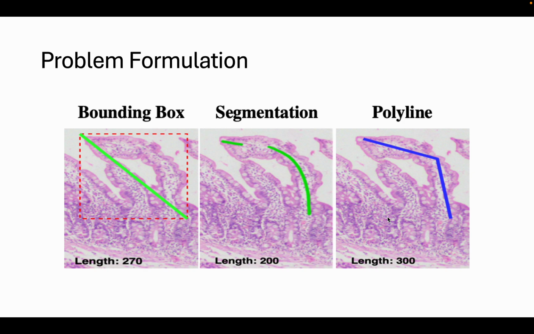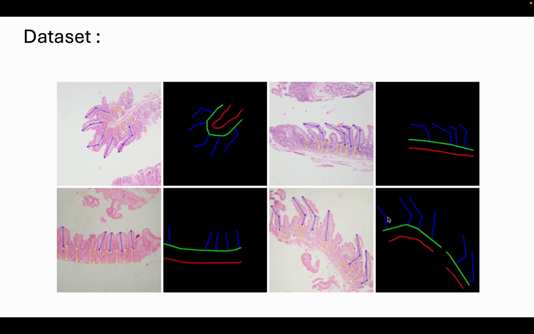Similarly, segmentation mask has its own challenges, like there is a discontinuous segmentation mask in most of the cases, and if there is a discontinuity, we are not able to recover the complete length. So instead, we formulate the problem as the polyline detection task, where there are multiple points to a line, and we predict the line. The dataset consists of two types of annotation. One is the polyline annotation, the other one is the segmentation based annotation.